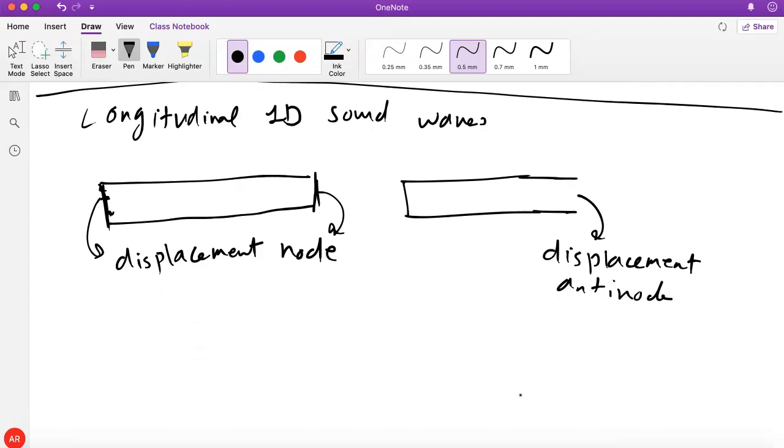Now, there's something quite interesting about sound waves: when they hit the wall and cannot move, pressure builds up there. So you're going to get the maximum pressure there. So a displacement node corresponds to the highest pressure. So it becomes a pressure antinode.